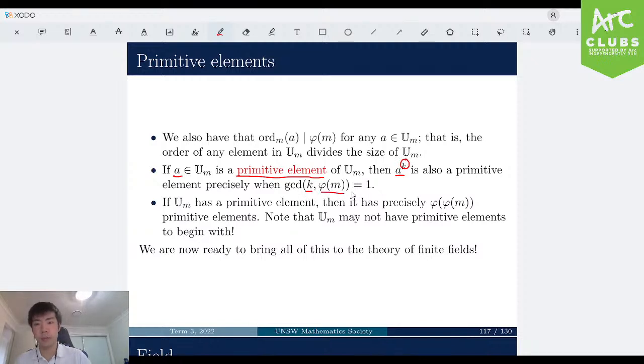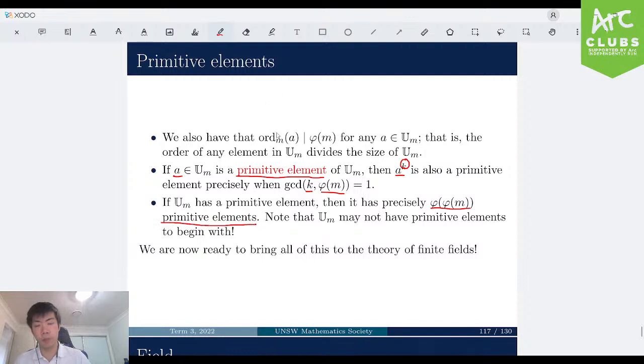Okay. And lastly, if UM has a primitive element, then it will have precisely phi of M primitive elements. Note that UM may not have any primitive elements to begin with, but if it does, then we have this result.